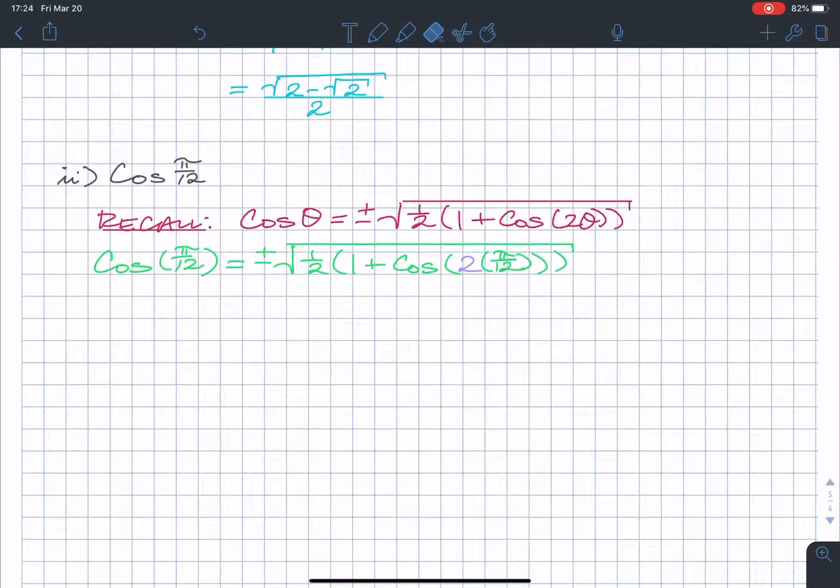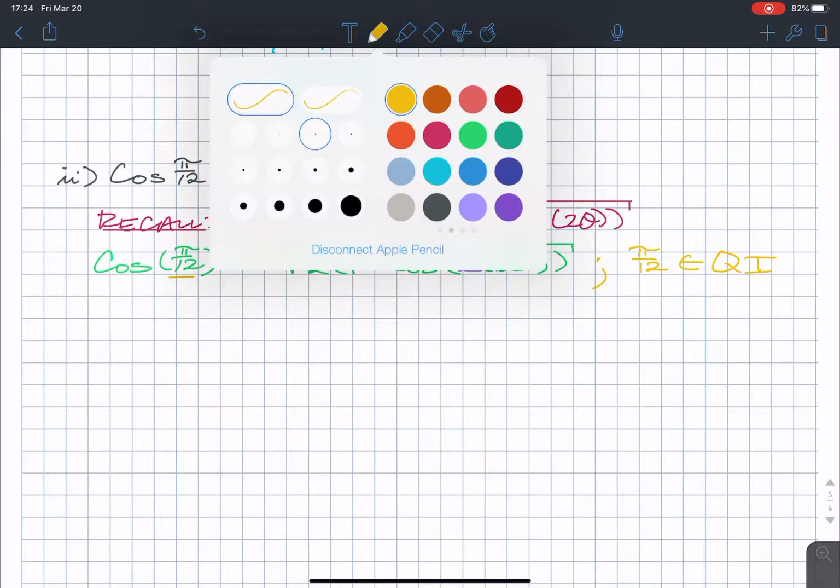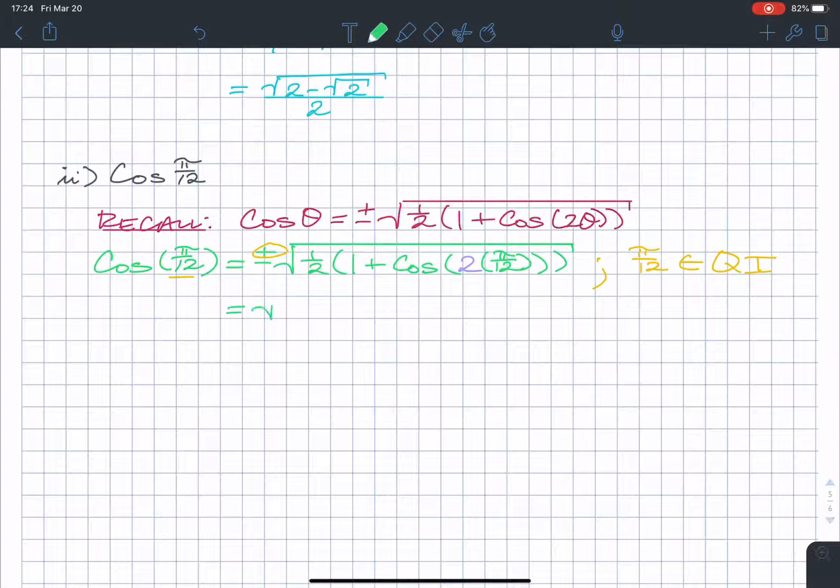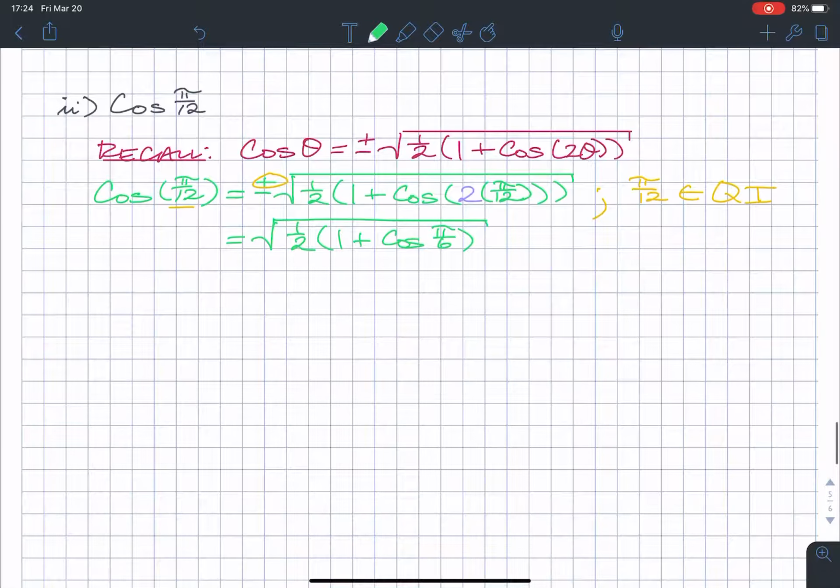Okay, so let's note that pi over 12 is definitely in quadrant 1, so cosine is positive. So this will be the positive square root of 1/2 the quantity 1 plus cosine of pi over 6, because 2 over 12 reduces to pi over 6. So this becomes the square root of 1/2 the quantity 1 plus the square root of 3 over 2.